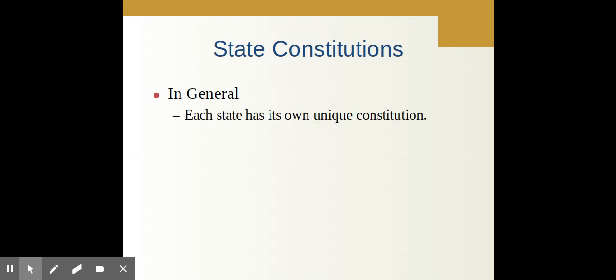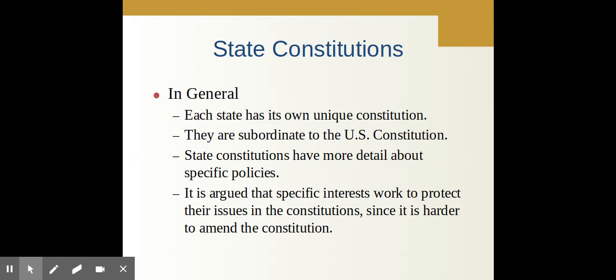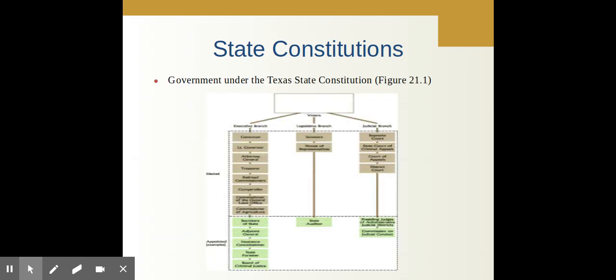State constitutions, they have their own, and in general, each state has a unique one. They, of course, are subordinate to the U.S. Constitution thanks to the 6th Article. State constitutions have more detail about specific policies. Most of them are much longer than the United States Constitution. It is argued that specific interests work to protect their issues in the constitution since it is harder to amend theirs.